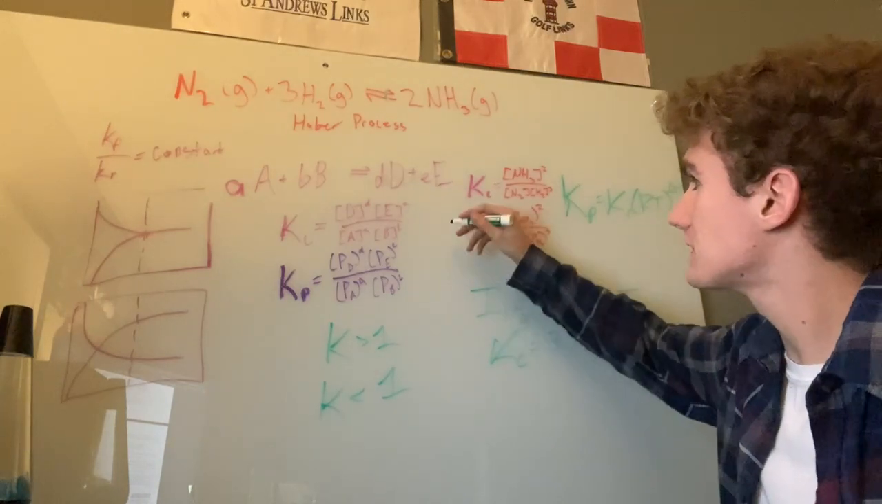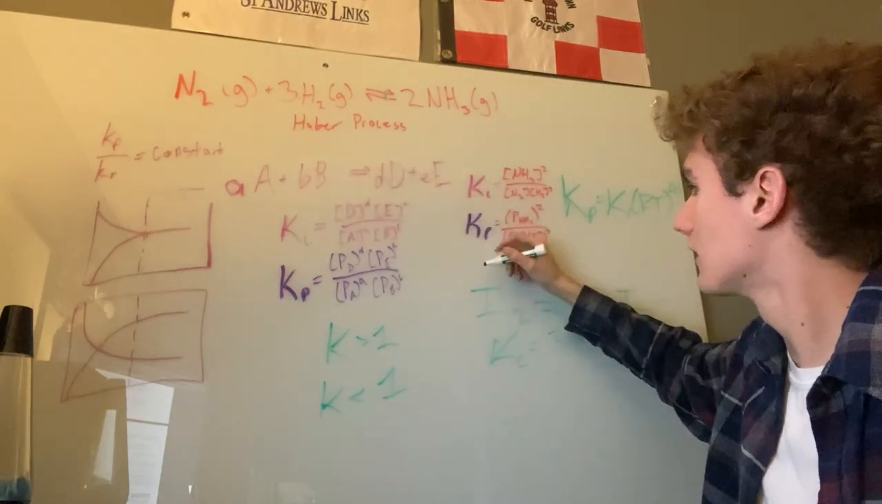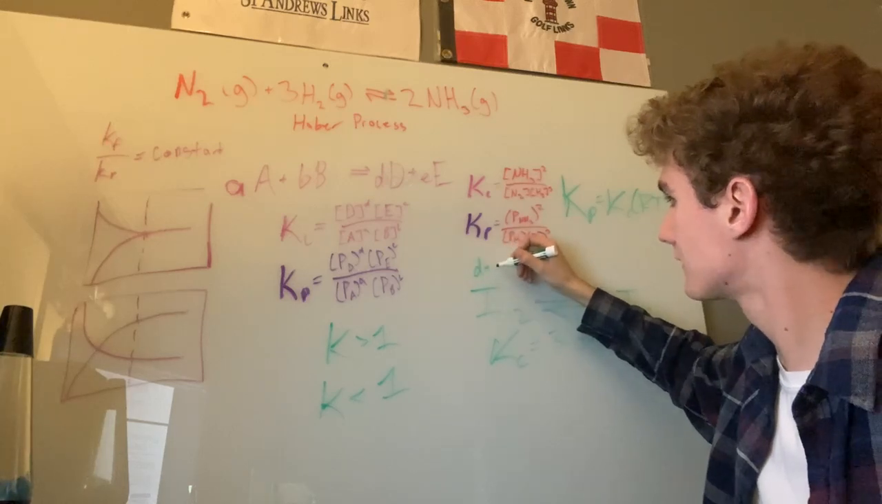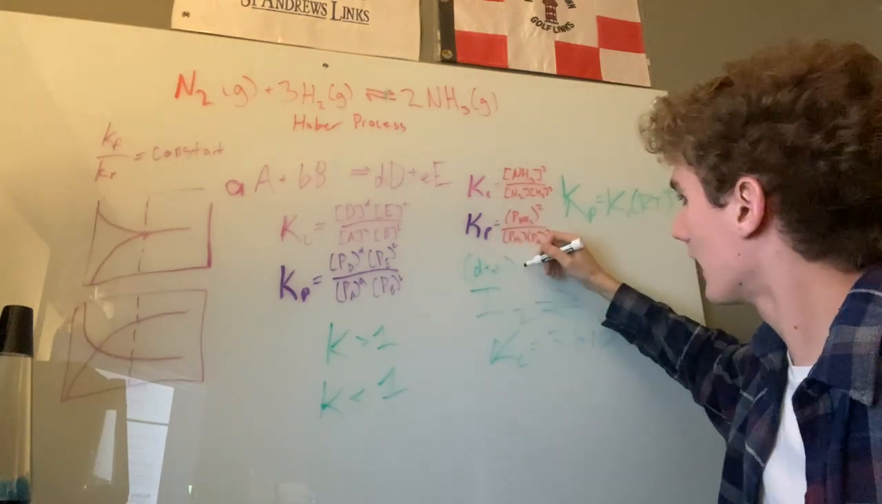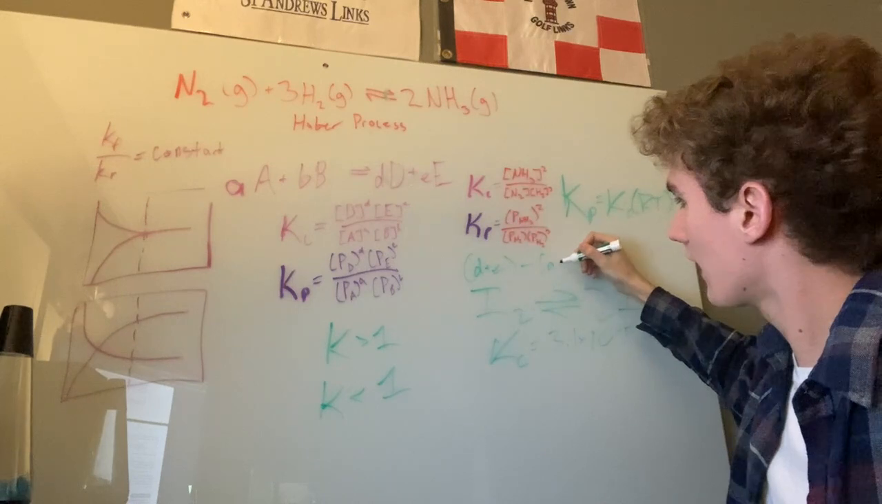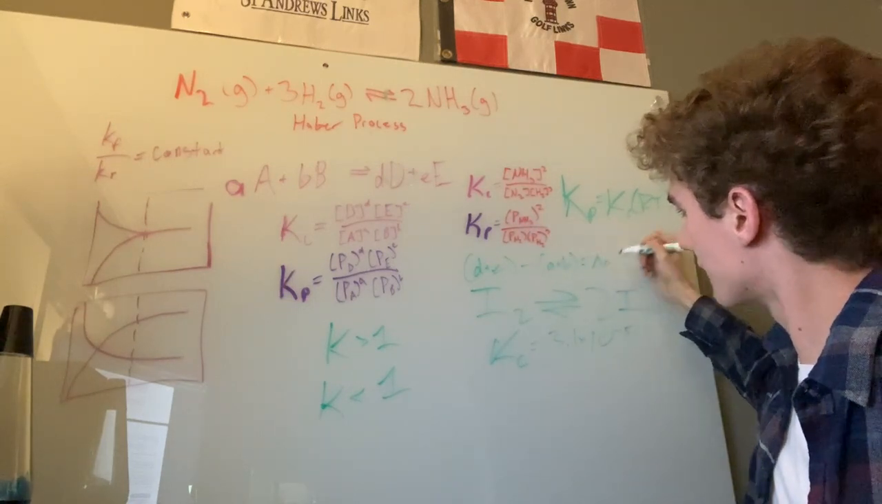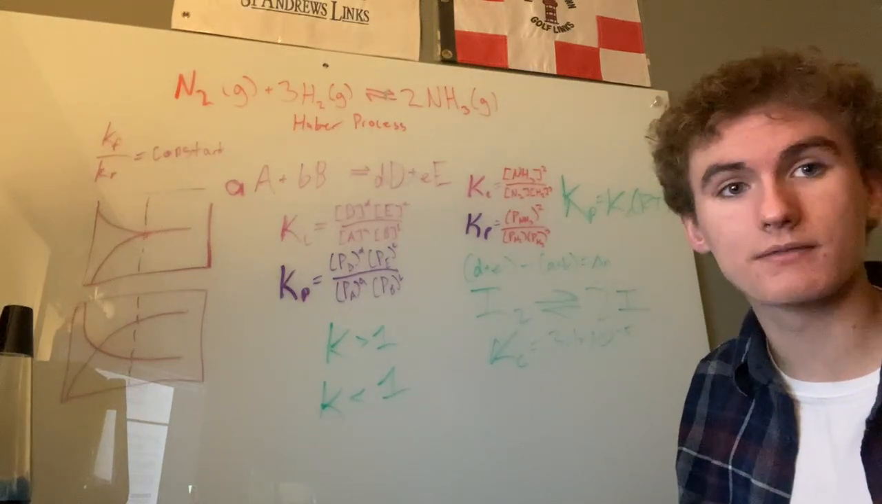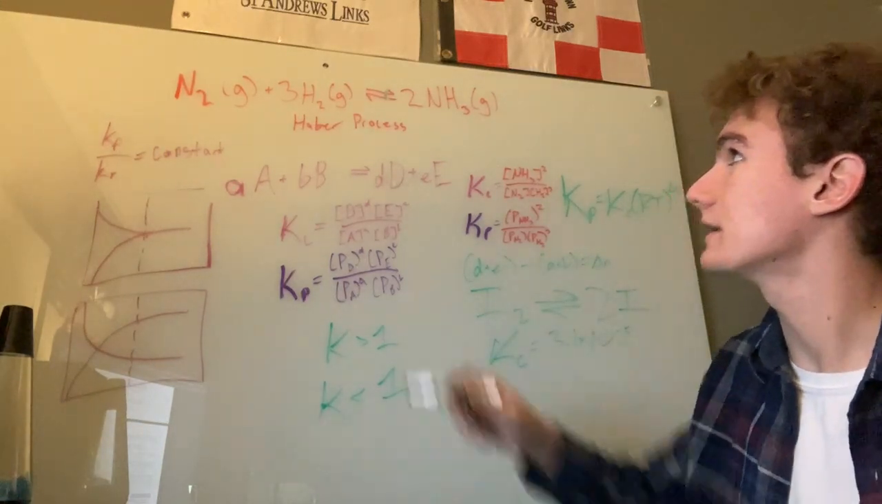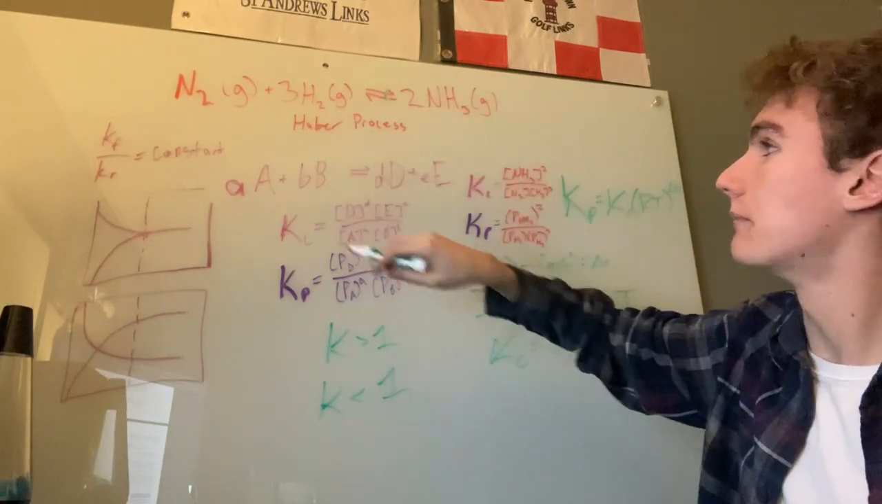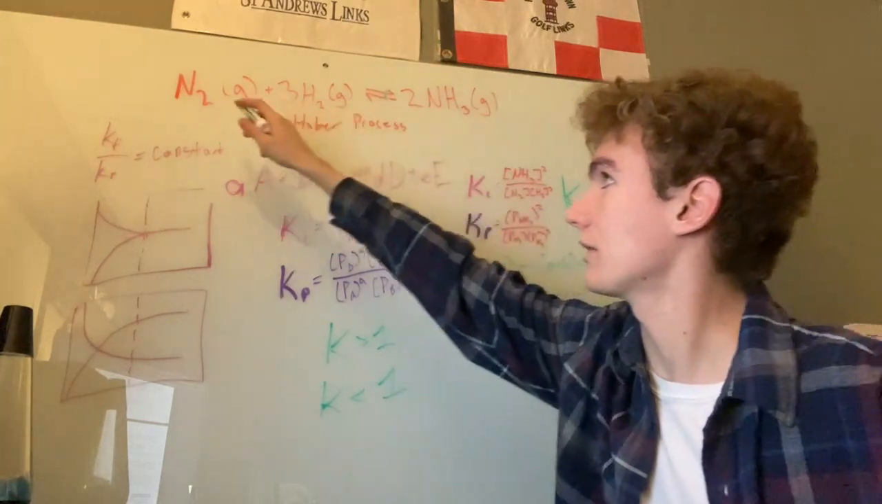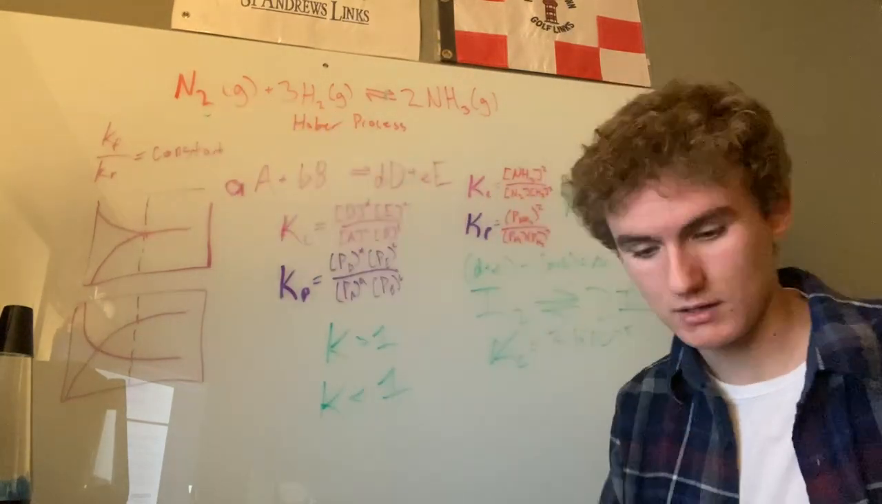So if we take, in this equation, we take D plus E, and we subtract A plus B, that's going to equal delta N. In the case of ammonia, that'd be these 2 minus these 3 plus this 1.